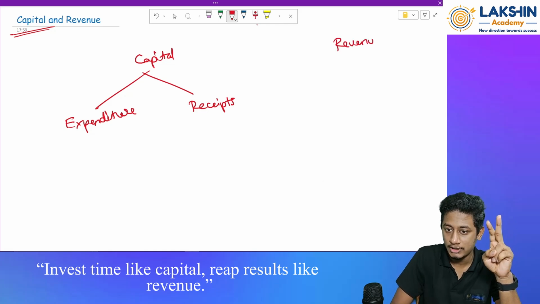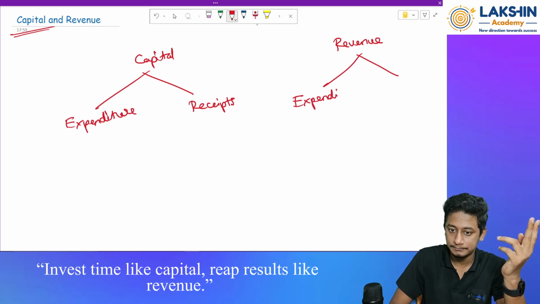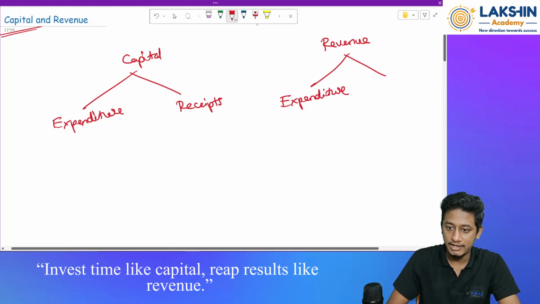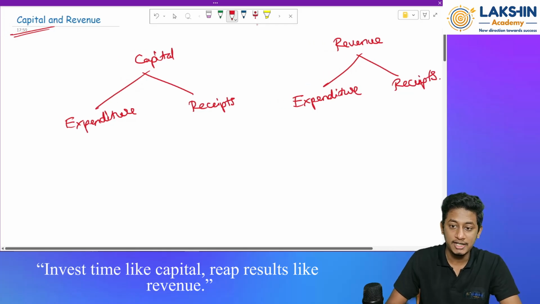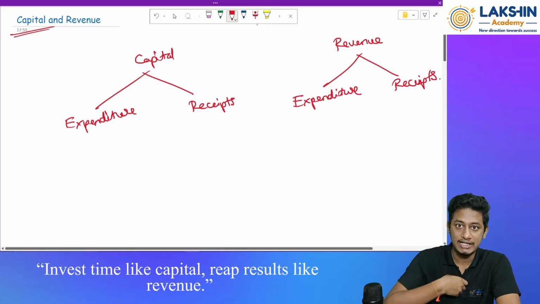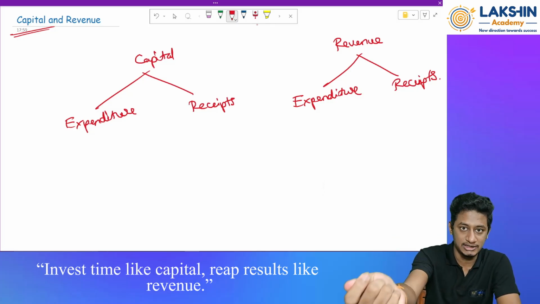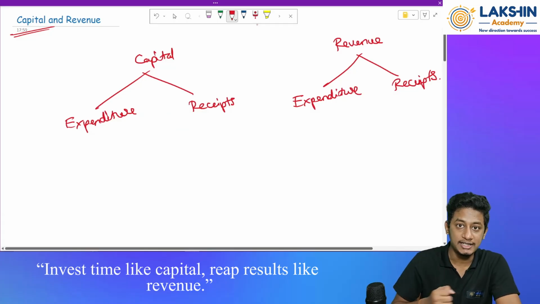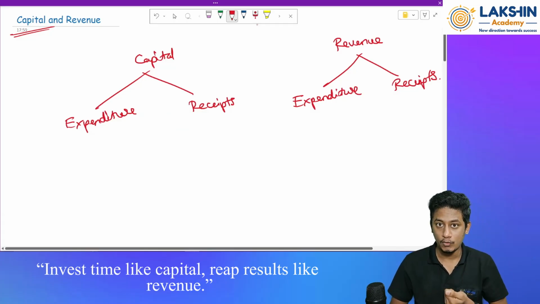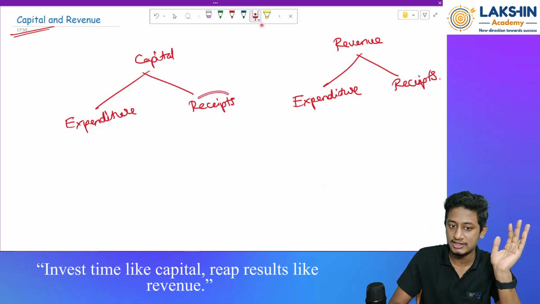Then we have revenue. In revenue also we have two types. That is again expenditure and we have receipts. What do you mean by expenditure? Whenever I am giving out something in cash or through an asset, something goes out of the business. That is my expenditure. Whereas, what do you mean by receipt? Whatever I am receiving, it can be anything, depending on a case to case basis. If I am receiving something, that is called a receipt. In simple terms. Simple till here.